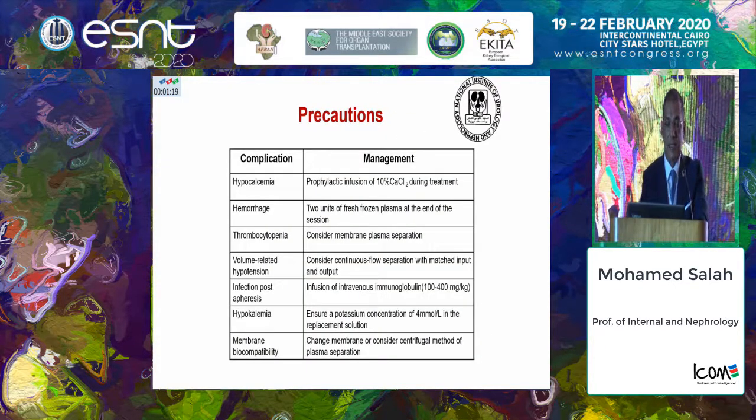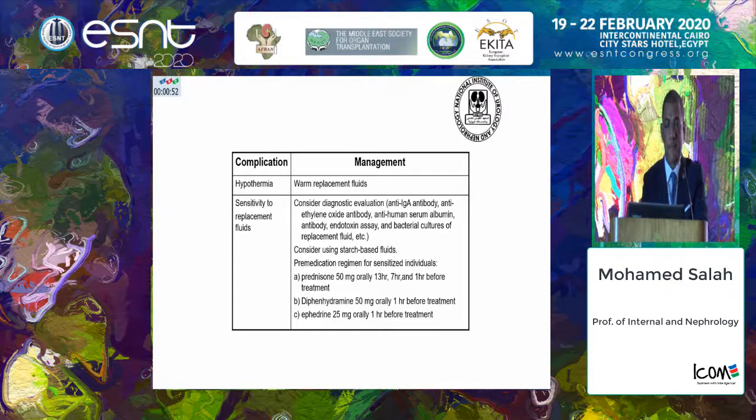Precautions for hypocalcemia: prophylactic infusion of 10% calcium. Hemorrhage: 2 units of FFP. Thrombocytopenia: consider membrane plasma separation, consider continuous flow separation. Infusion of intravenous immunoglobulin for infection post-apheresis. Ensure a potassium concentration of 4 millimole in the replacement solution, and change the membrane, or consider the centrifugal method of plasma separation. Hypothermia: you have to warm your patient.